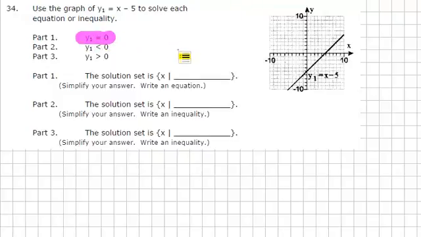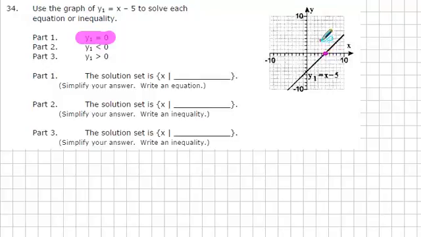In order to solve this equation, what we need to do is to locate all the points on the graph of y1 equals x minus 5 that have a y-coordinate of 0. Well, if a point has a y-coordinate of 0, then that point must lie right along the x-axis. And so we find the point on the line that intersects the x-axis, and that point is here.